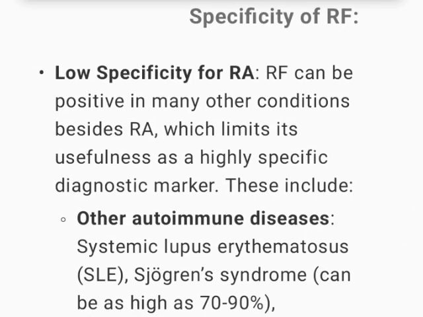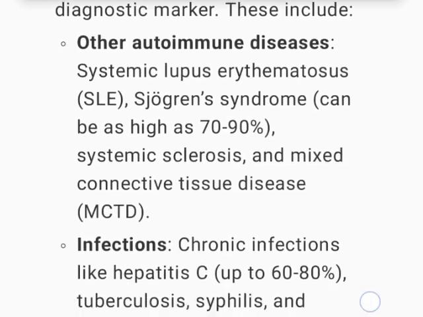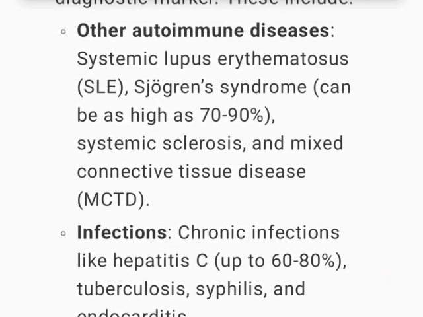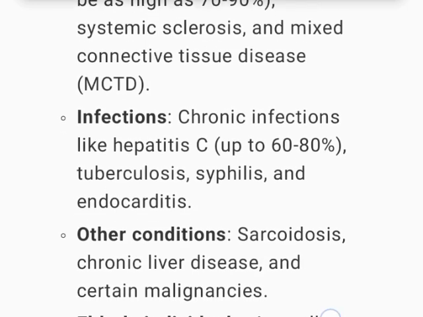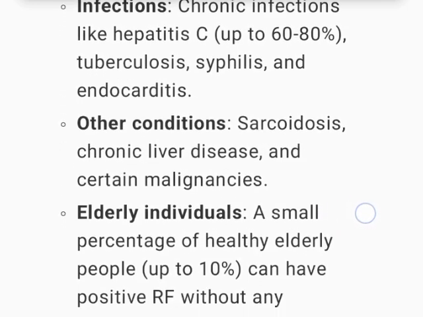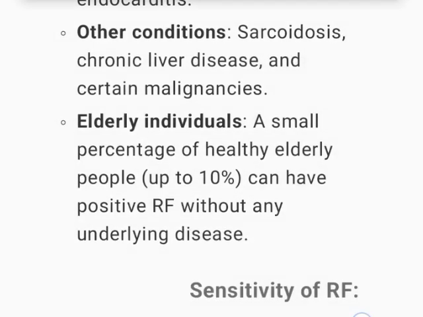Specificity of RF. Low specificity for RA. RF can be positive in many other conditions besides RA, which limits its usefulness as a highly specific diagnostic marker. These include other autoimmune diseases: systemic lupus erythematosus, SLE, Sjogren's syndrome, which can be as high as 70 to 90%, systemic sclerosis, and mixed connective tissue disease, MCTD. Infections: chronic infections like hepatitis C, up to 60 to 80%, tuberculosis, syphilis, and endocarditis. Other conditions: sarcoidosis, chronic liver disease, and certain malignancies. Elderly individuals: a small percentage of healthy elderly people, up to 10%, can have positive RF without any underlying disease.